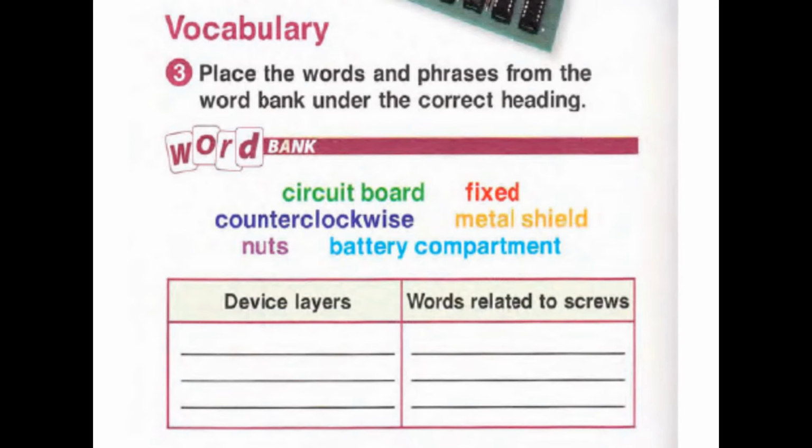In the next exercise, you should place the words and phrases from the word bank under the correct heading. We have two columns. The first column is called device layers. The second column is called words related to screws. For example, circuit board is a device layer. Fixed is a word which relates to screws. Find other words. Write them in the table in your copybooks.